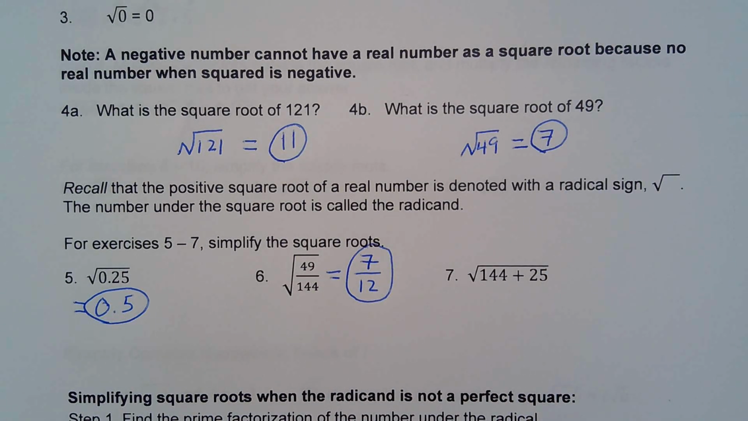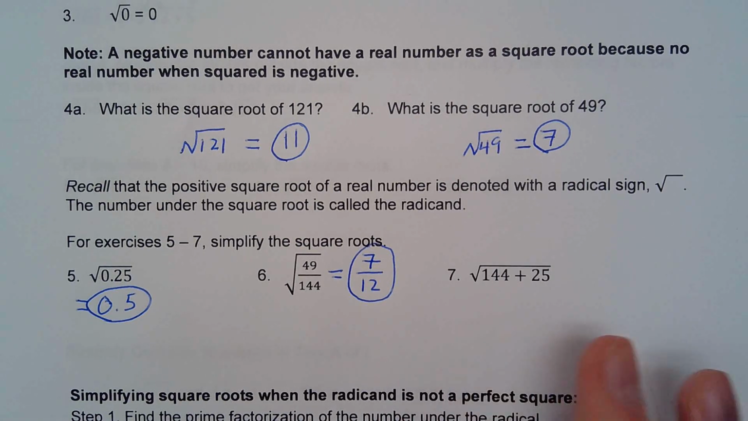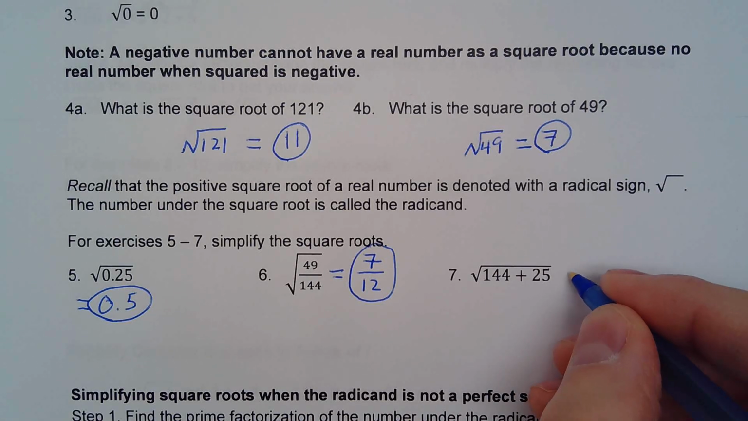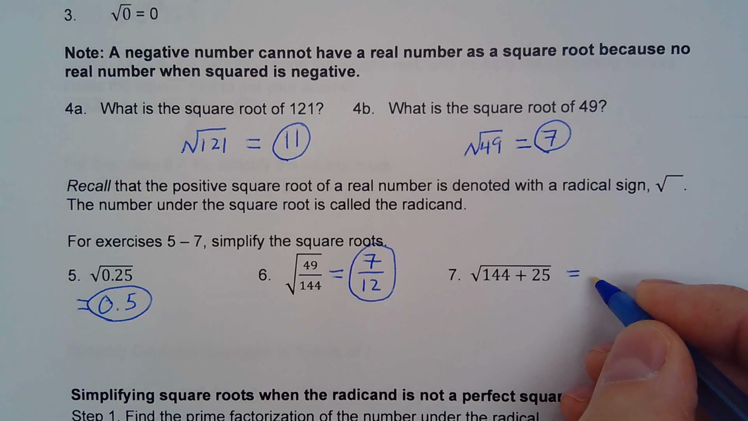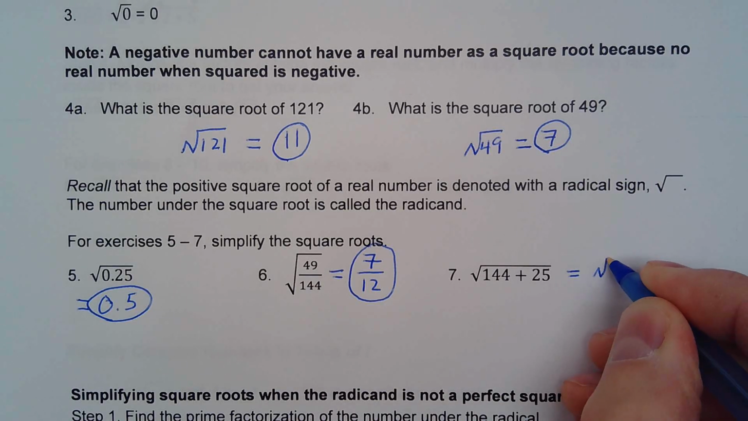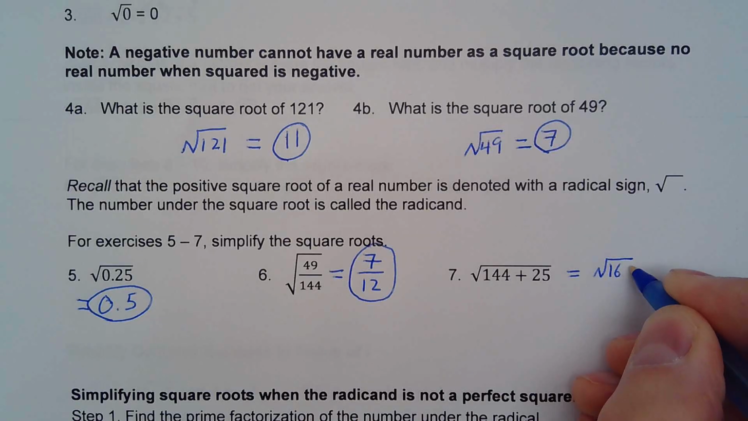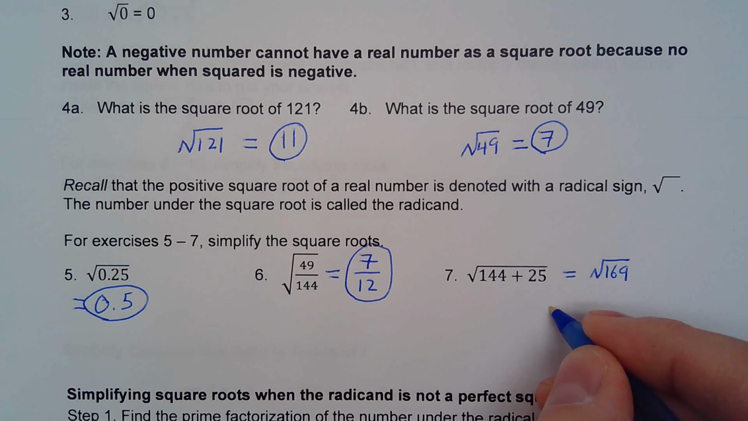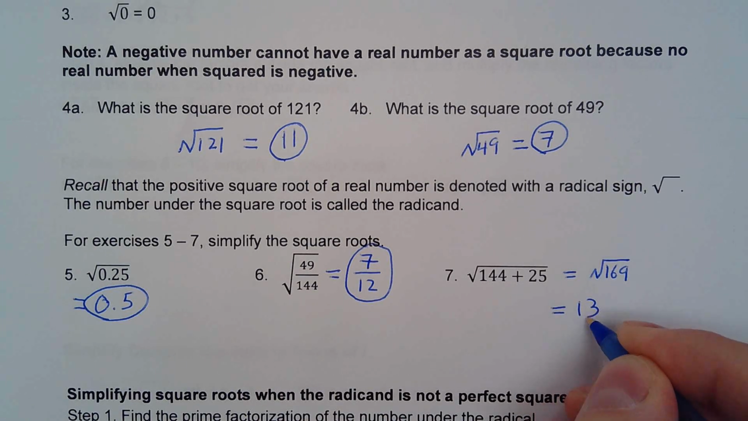Now it's very important when you're working with square roots, if you have any addition or subtraction underneath the square root, you need to do that first. So here we need to add 144 and 25. That gives us 169. And then we're going to take the square root of 169, and that will give us 13.